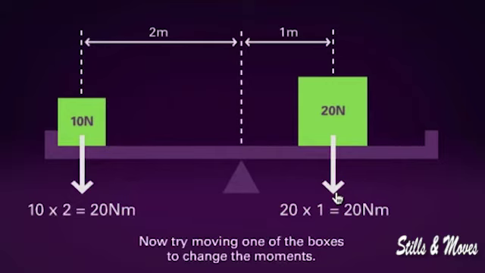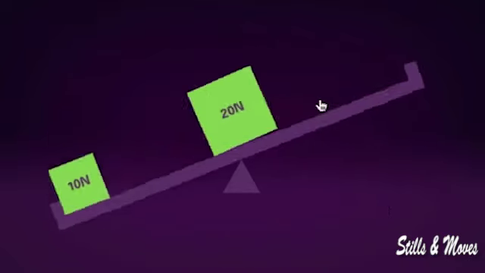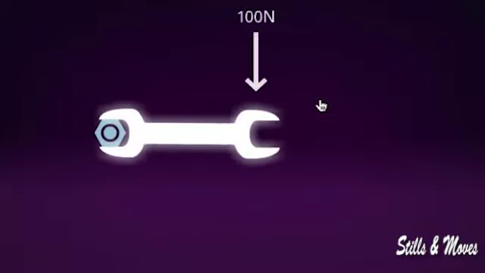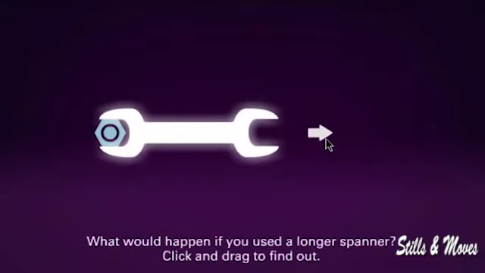Now try moving one of the boxes to change the moments. Thank you, a wonderful demonstration of unequal moments. Let's look at some more turning moments. This nut is screwed way too tight and won't turn. What would happen if you used a longer spanner? Click and drag to find out.